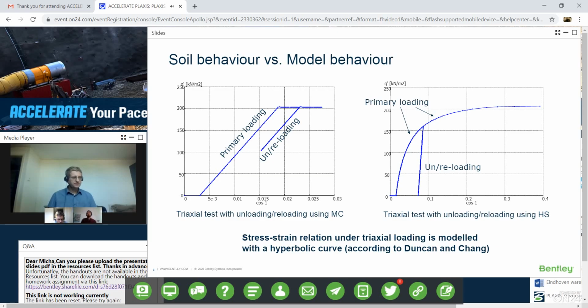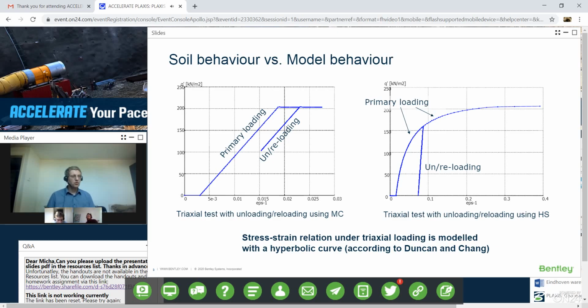On the right side, we do the same for the hardening soil model. Well, first of all, the primary loading line is not a straight line. It's a curve because it's not elastic. It's elastoplastic. And I develop more and more plasticity as I get closer to failure. And therefore, because of the increased plasticity, it starts to behave less stiff under higher strain levels.